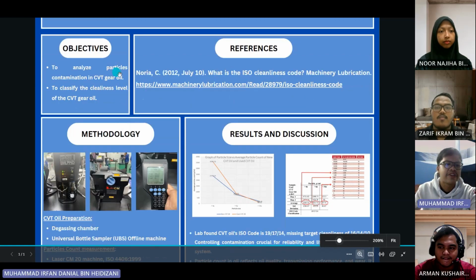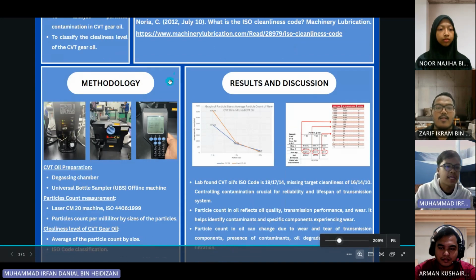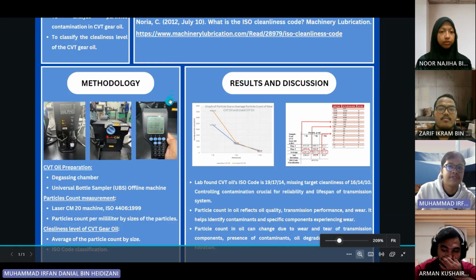So for the methodology, first we start with the CVT oil preparation. The degassing pump is connected to the power supply and the oil sample is placed in the degassing chamber to remove the bubbles. Once the bubbles are eliminated, the pump is turned off, and the sample is ready for analysis. The oil sample is then transferred to the universal bottle sampler (UBS) offline suction point, while an empty bottle is prepared at the drain point.